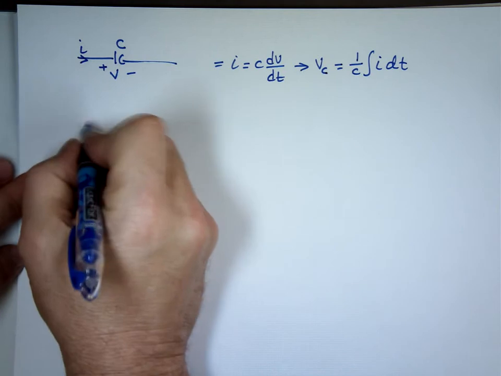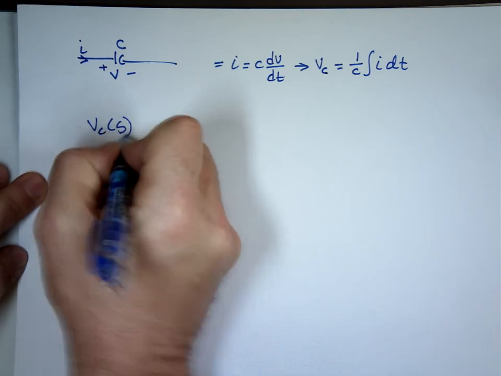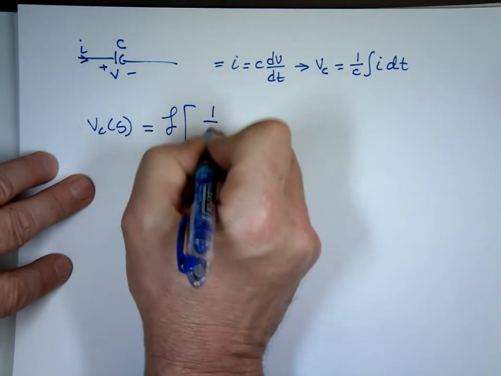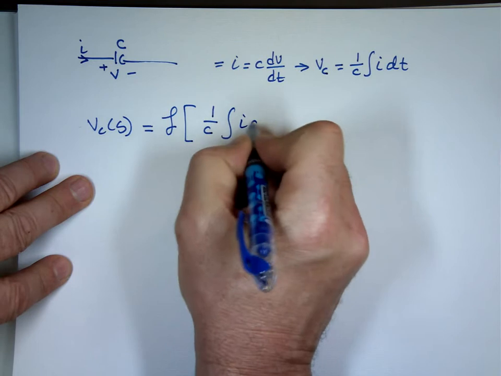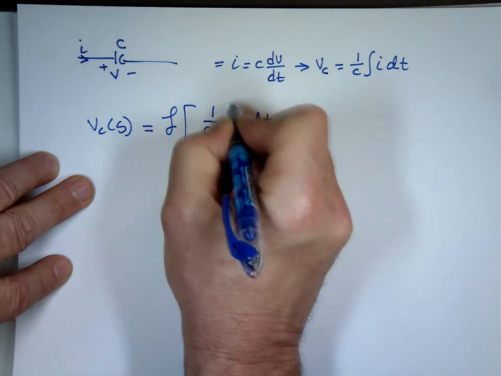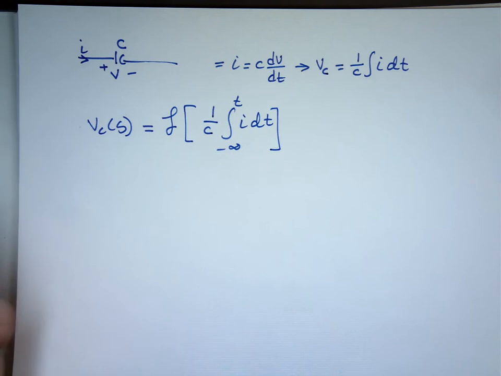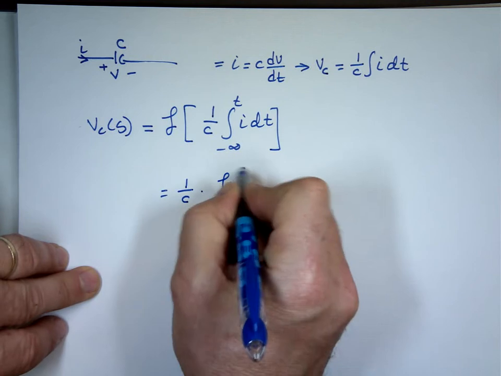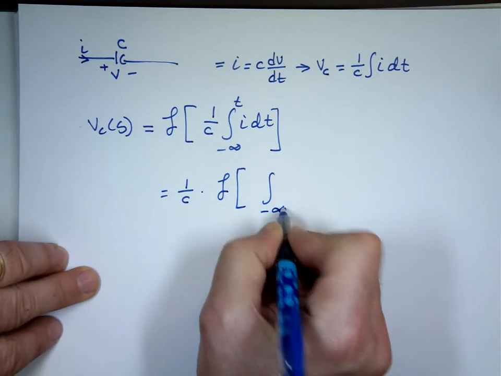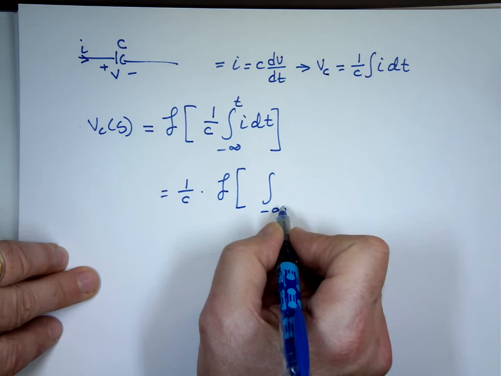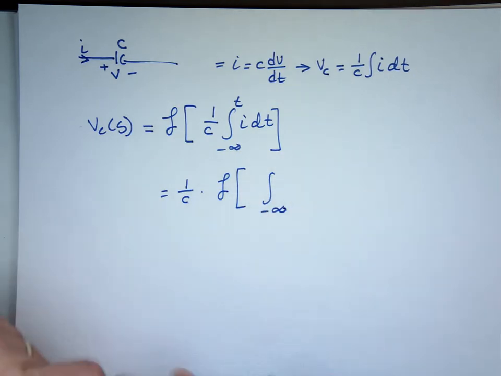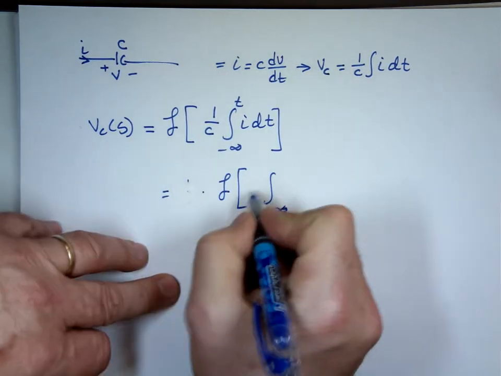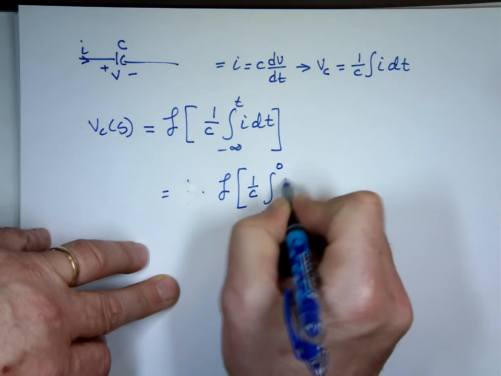So what is Vc as a function of S? It is the Laplace of 1 over C, the integral of I dt, from negative infinity to t. I can take the 1 over C outside, the Laplace, and I can break that from negative infinity. Let me put the 1 over C inside, leave it, and break it down into two parts. 1 over C, from negative infinity to 0 of I dt.